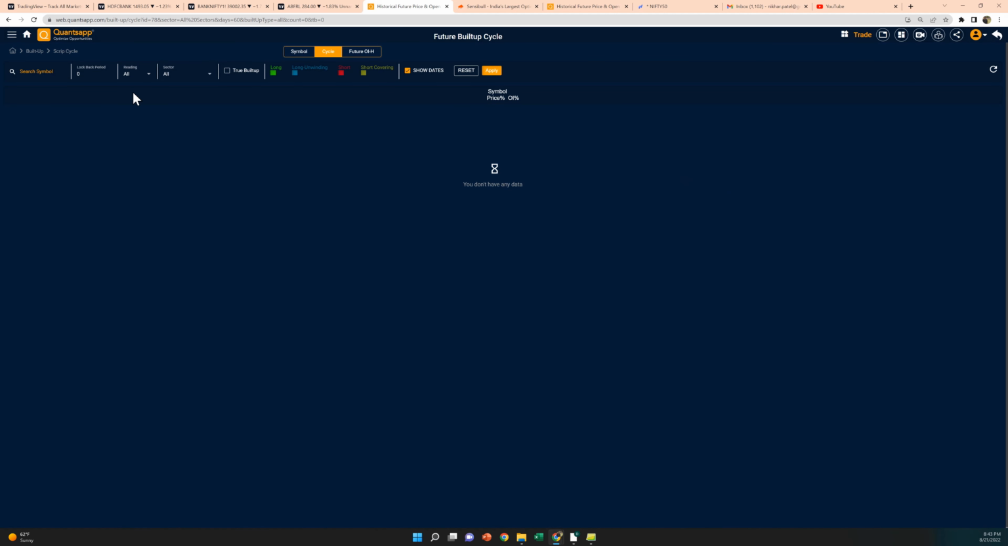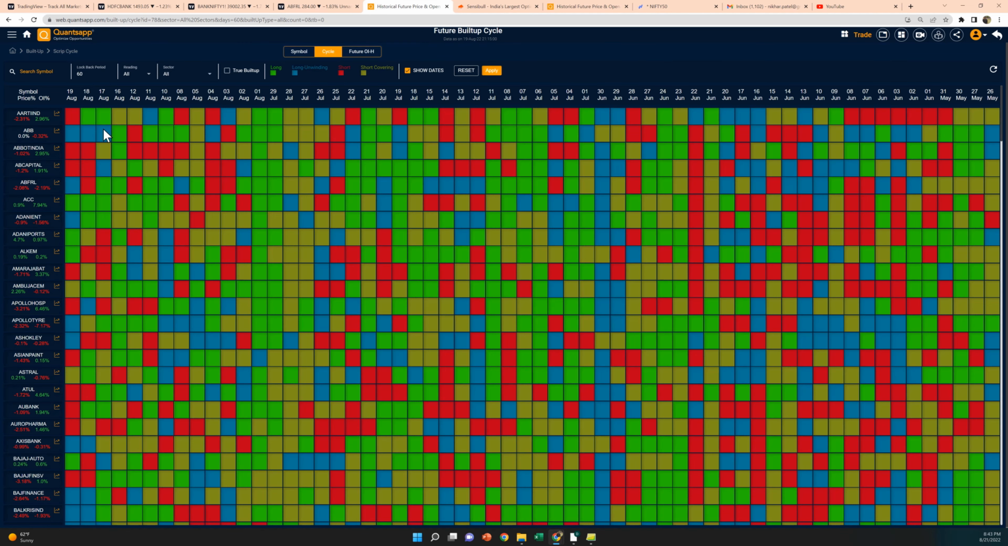Now in this cycle, what this basically shows is, at the instance, a very fancy dashboard with a lot of colors. I'll explain to you what they are. So a green check would mean a long, a blue would mean a long unwinding, a red would mean a short, and a mehendi kind of color, a brownish color, would show a short covering.